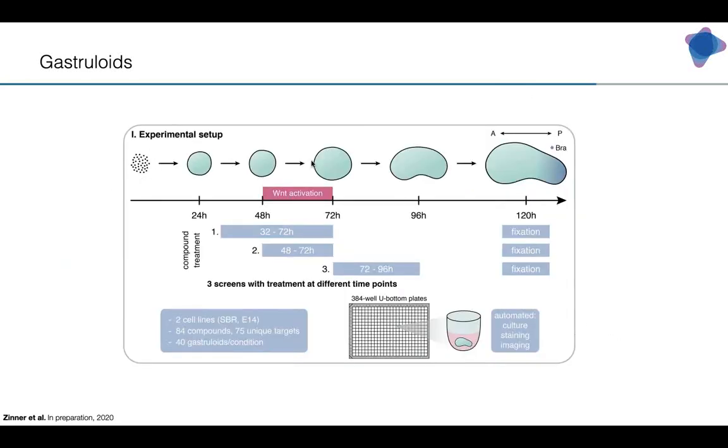You can see here the experimental setup. We add the compounds first at an earlier time point, before the asymmetries, one over the Wnt activation, one only during the Wnt activation and one only during the elongation. Again, these are done in 384-well plates, and we have a fully automated culture setup. This is very interesting because then we can start layering our phenotype depending on the time course and the different stainings. So this screen was done fixing and looking at brachyury and SOX1.